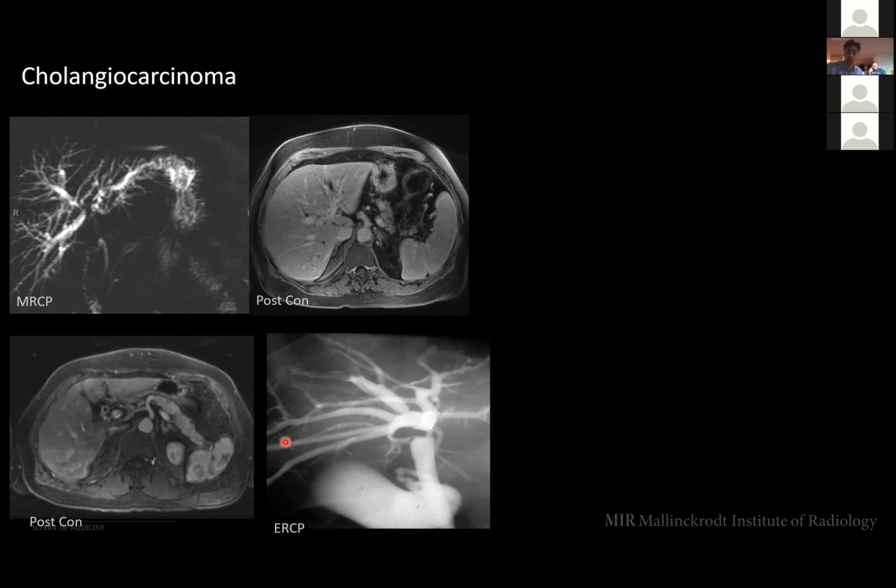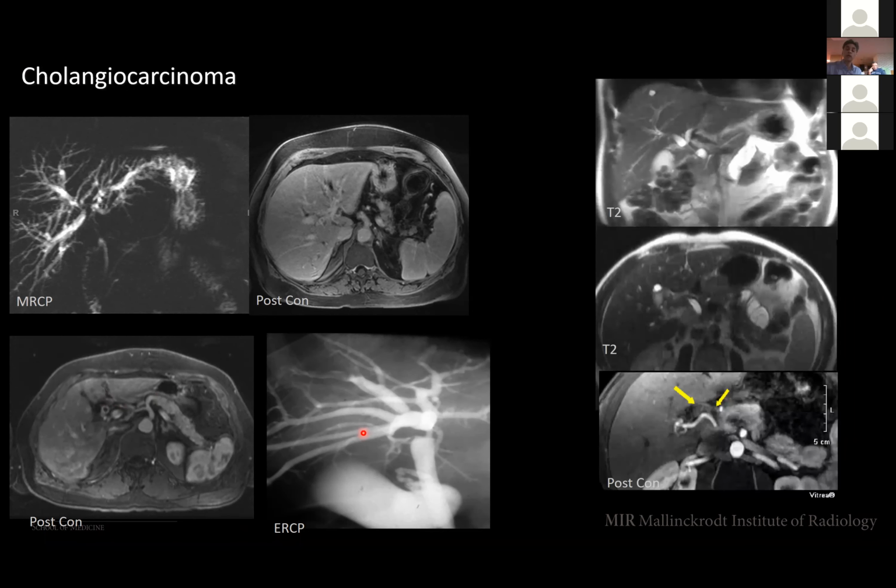This is another example of cholangiocarcinoma. A point to note about cholangiocarcinoma is that you will never see a cholangiocarcinoma without biliary ductal dilatation, okay? So anytime you encounter biliary ductal stricturing or stenosis or a soft tissue component, but you don't have biliary ductal dilatation, you've got to take a step back and say, is it really a cholangiocarcinoma?